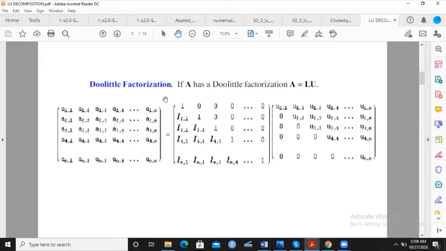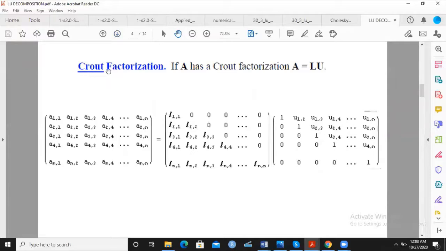Okay, so now you can see here that for the lower triangular matrix, we have 1s along the diagonal. So this is basically the Doolittle factorization, when we have 1 along the diagonal of the lower triangular matrix. When we talk about the Crout factorization, we have 1 along the diagonal of the upper triangular matrix, and we have other values along the diagonal of the lower triangular matrix. So this is the difference between the two types.